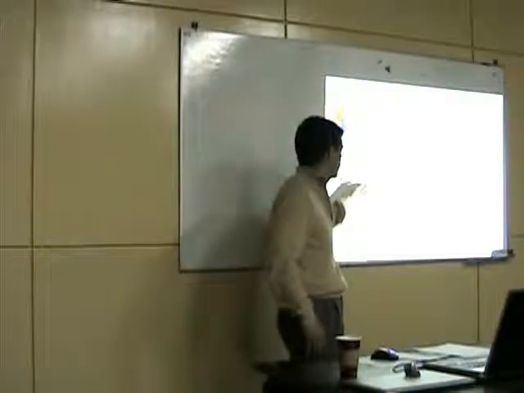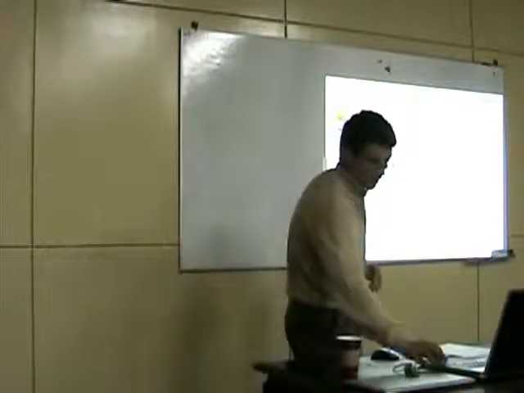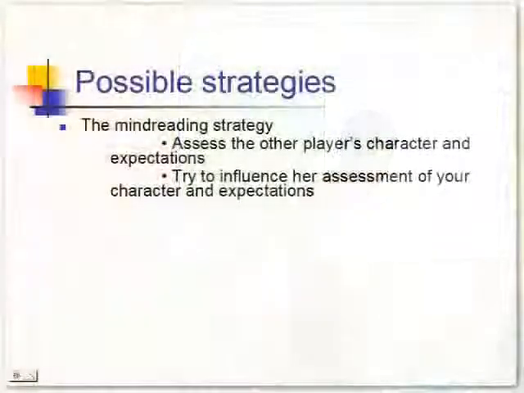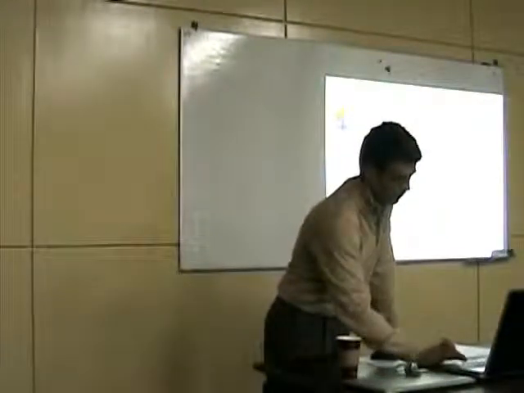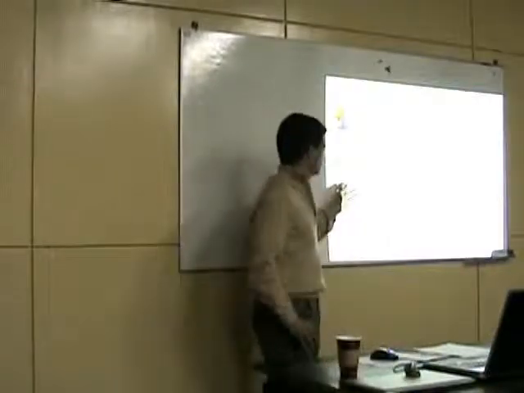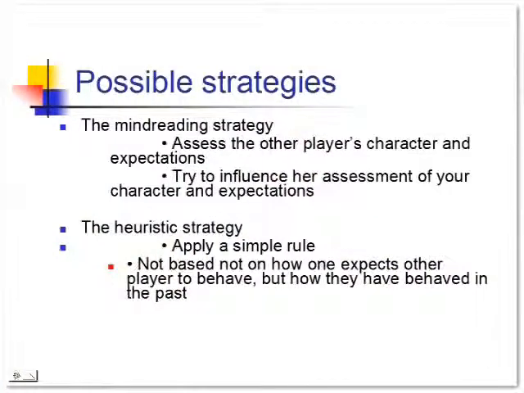One way of thinking is that you work this out by engaging in psychology and trying to work out whether the person is a cooperator. So you might adopt what I call the mind-reading strategy. You might assess the other player's character and expectations. You might try to influence her assessment of your character and expectations. You might make yourself out to be a nice guy when you're not, or the other way around. Or you might adopt what we talked about yesterday, which was the heuristic strategy. You might just adopt a simple rule, tit for tat, or tit for two tats, as we said.